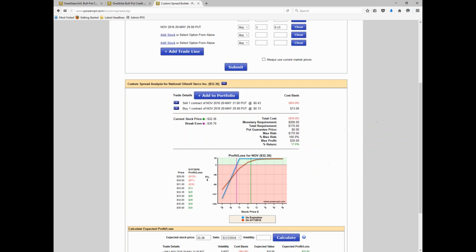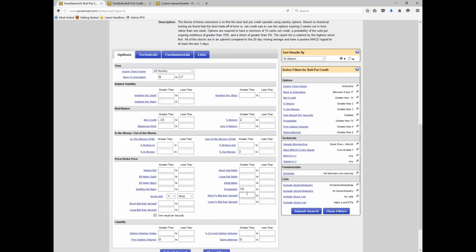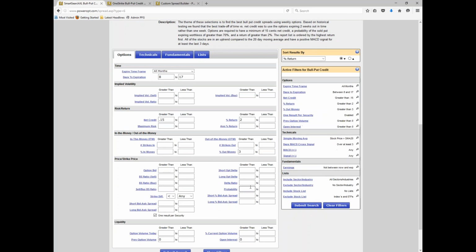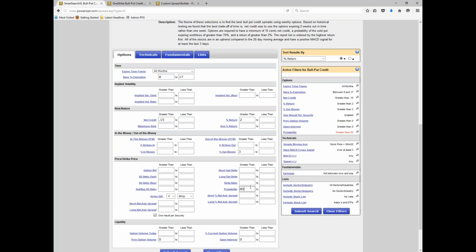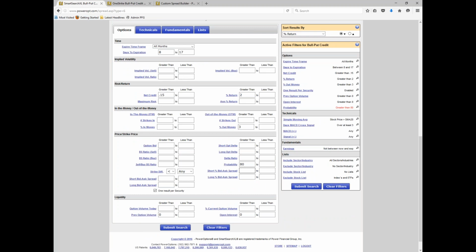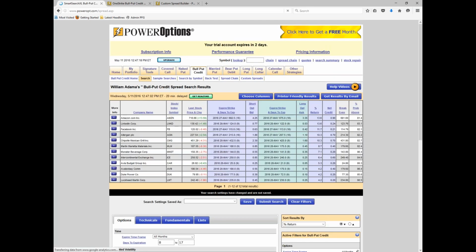Now, the problem for this particular customer comes with the fact, and let's take a look back at the search, that he only wanted to do spreads that had an 80% probability or higher. Okay, so let's change our bull put credit spread weekly screen to look for 80% or higher. And we might not have any results that match our specific criteria, but that's okay, as we'll just have to adjust our requirements for net credit and, of course, range out of the money.